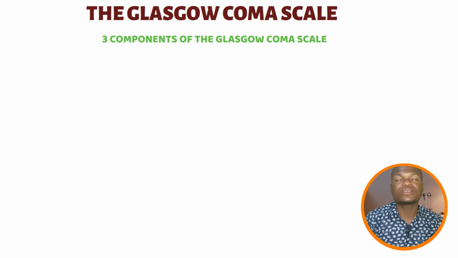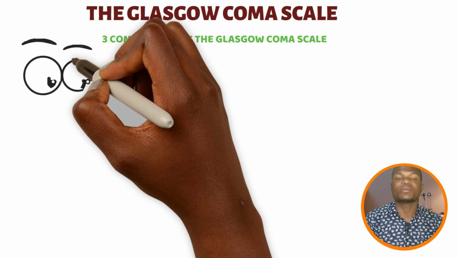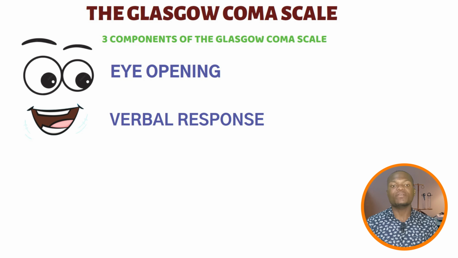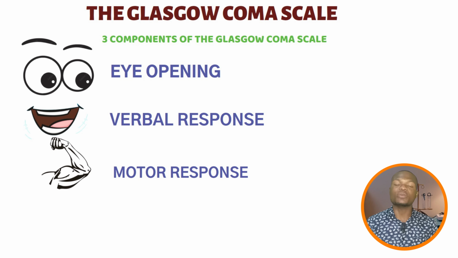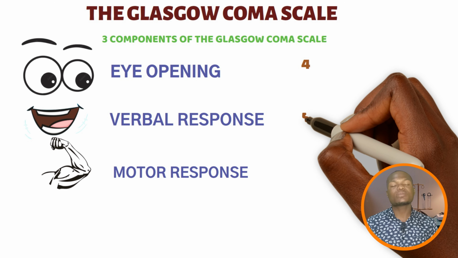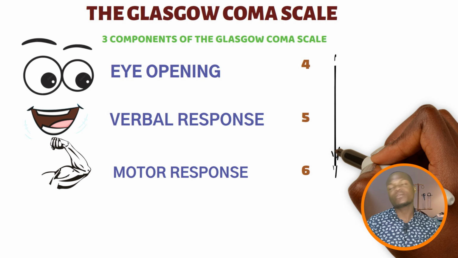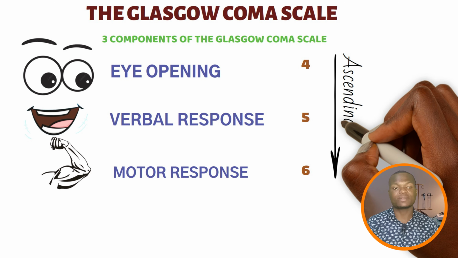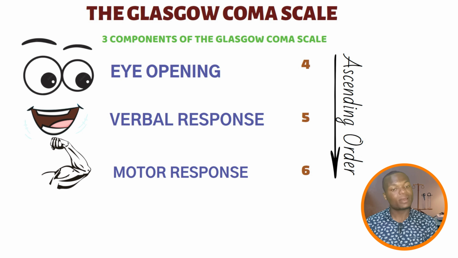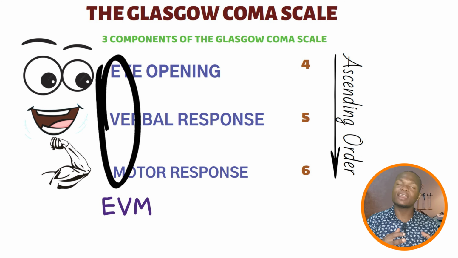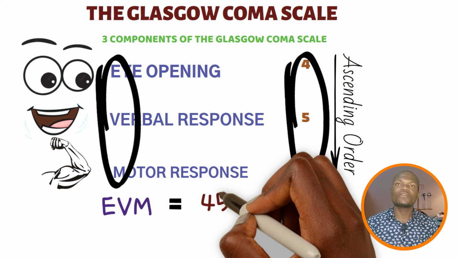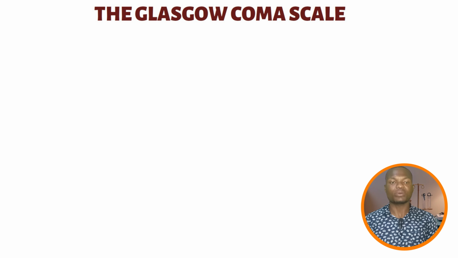So there are three components we look at when determining the GCS of a patient: eye opening, verbal response, and motor response. And the maximum score for each is 4, 5, and 6 respectively. So to remember this, picture EVM 4, 5, 6. Let us take a look at the various components.